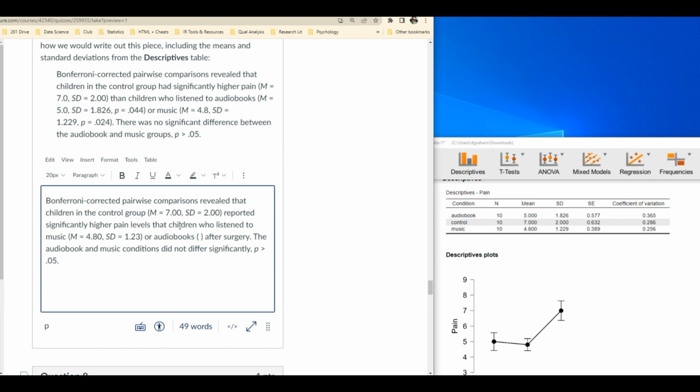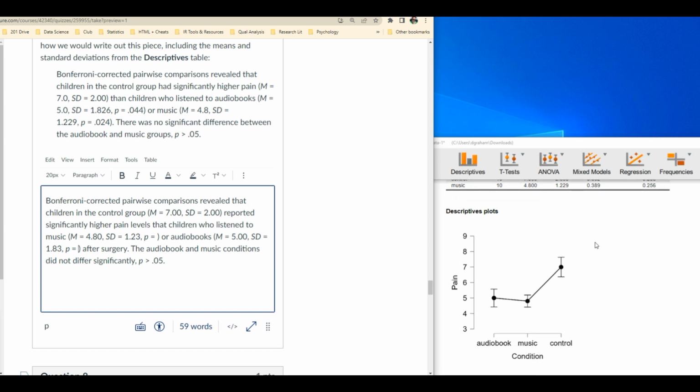Here, so I don't forget, I'm going to do comma, and then I'm going to say P equals because I'm going to put my P value right there. So I know that that one compared to the previous one, so the control group, is significantly different. Now let me put in my mean and standard deviation for audiobooks first before I go look at those p-values. So the mean for audiobooks was 5.00, standard deviation equal to 1.83 rounded. Don't forget, comma, and then my p-value is going to go in there.